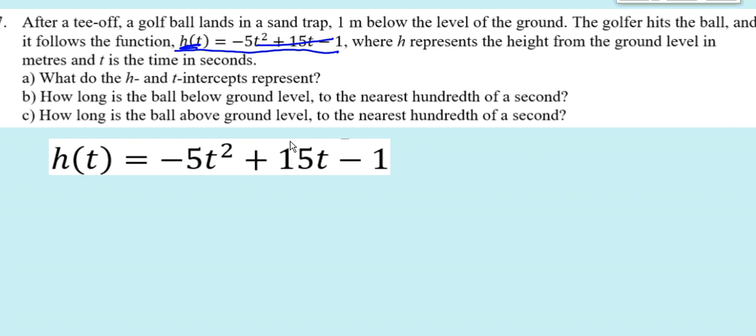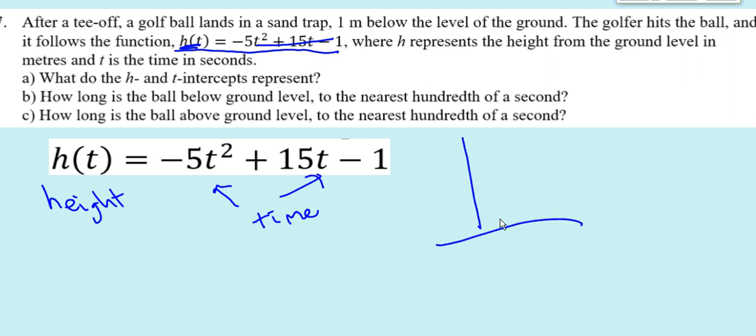Okay. So let's start by making sure that we understand what the actual function is. We know that we are talking about the height of a golf ball as a function of time. So it's height here, and then time here. And typically we have a golf ball that does this. You hit the golf ball in the air, it flies up, and then eventually comes down.